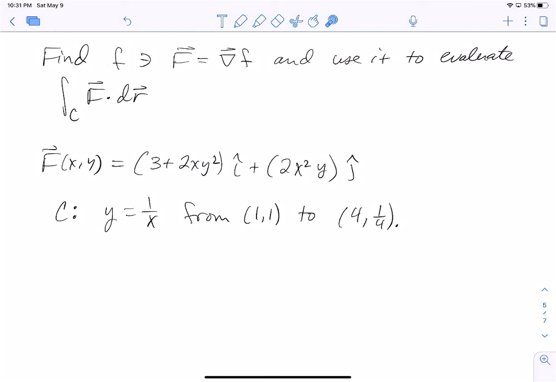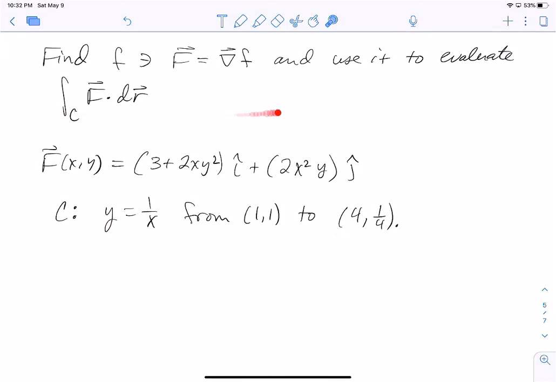Here we're asked to compute the line integral over C of F dot dr by first finding a potential function f such that del f is equal to the vector field F that we are given, that vector field being F of x, y is equal to the quantity 3 plus 2xy squared times i plus 2x squared y j. The curve that we're talking about is y equals 1 over x from (1, 1) to (4, 1/4).